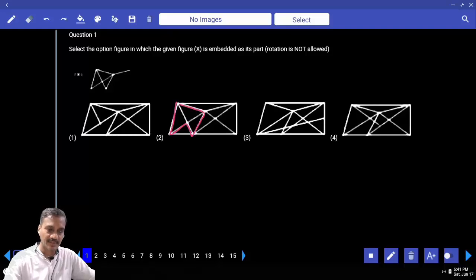Now from here again, this is the line which is representing that. Hence choice 2, question number 1.